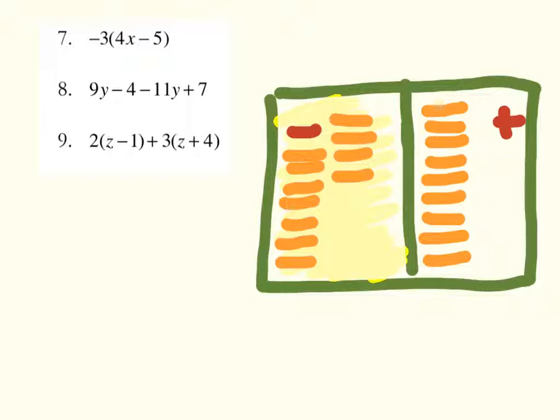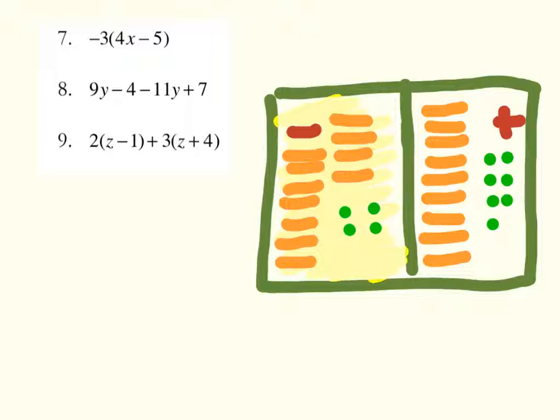And negative 4, minus 4 would be 1, 2, 3, 4. And positive 7 would be 1, 2, 3, 4, 5, 6, 7. So this is what's actually happening in that expression if I think about them as physical quantities.